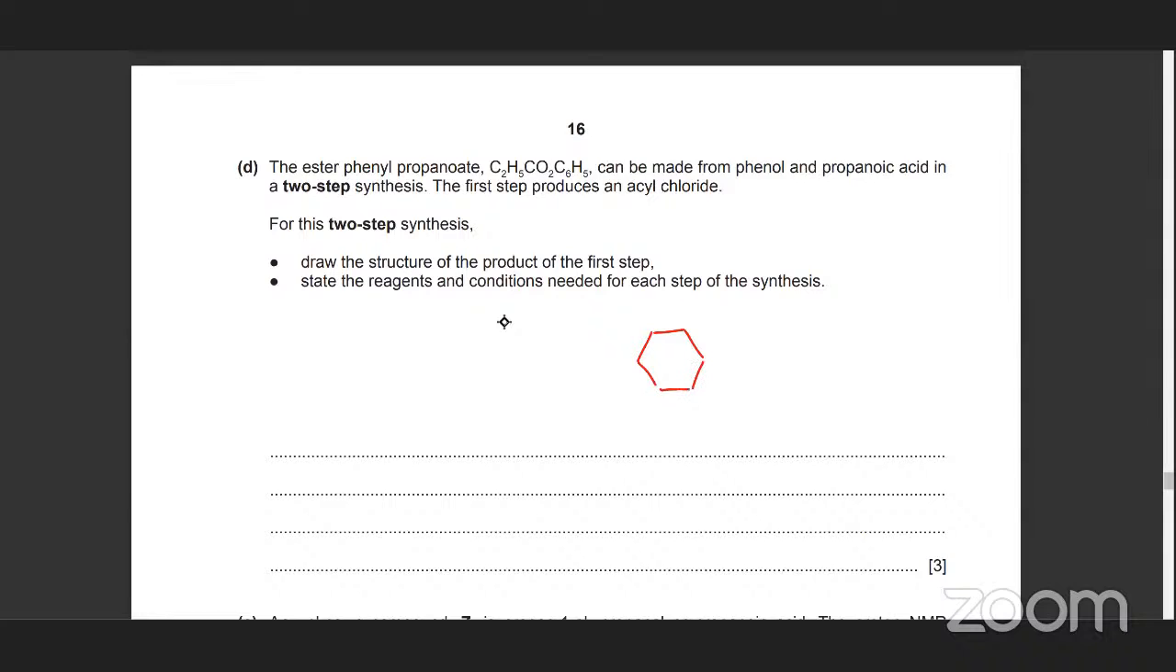Now, a phenol is a benzene with an OH group, and O has these lone pairs. So that's phenol. And remember, when you make an ester with a phenol, he's saying it can be made from phenol and propanoic acid. The other reagent is a propanoic acid molecule. Now remember, propanoic acid is CH3CH2, and it's C double bond O and OH.